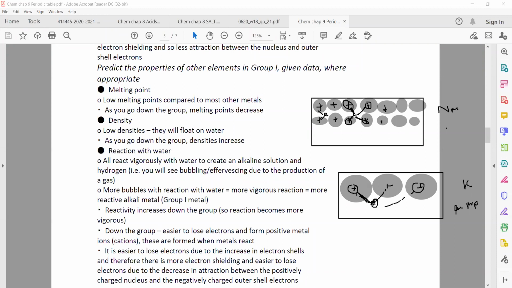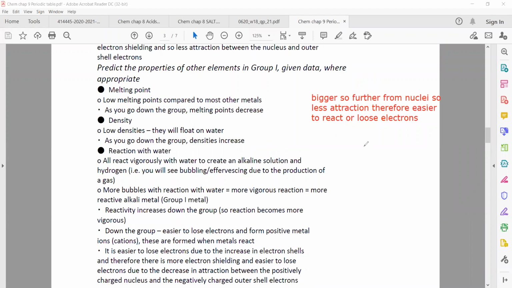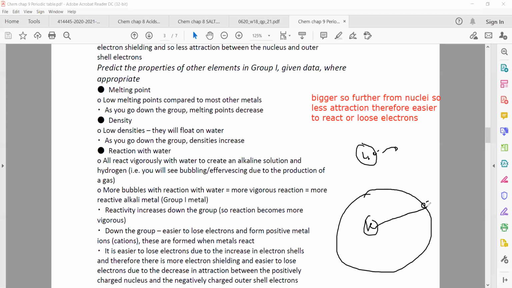Yes, Hashim, that's right. When the size is bigger, weaker attraction, because the tendency of a metal is to lose electrons when they react. Lithium has its outermost electron closer to the nucleus, and potassium's is farther away. For potassium the electron is far away, so it can easily lose the electron. That's why it will react fast, and lithium relatively will react slower.